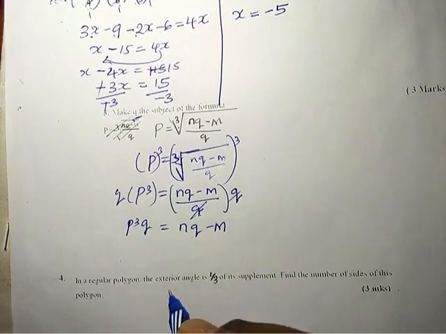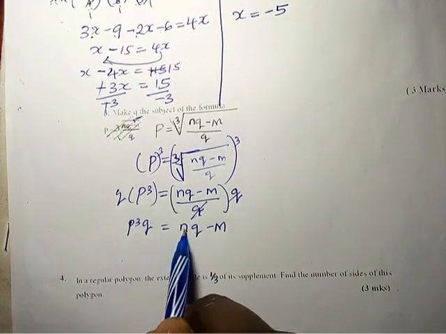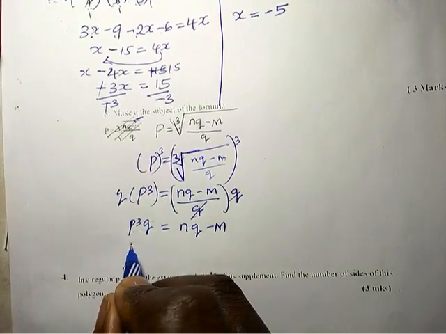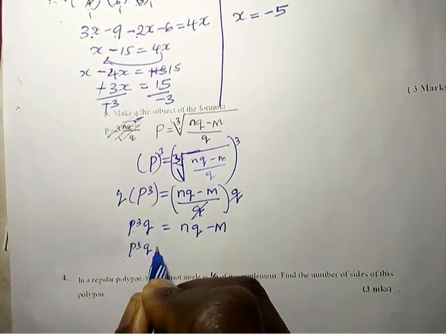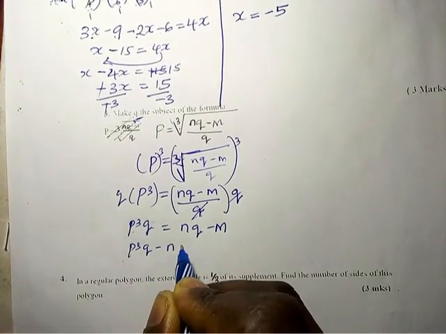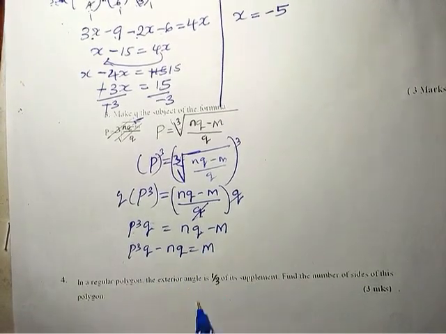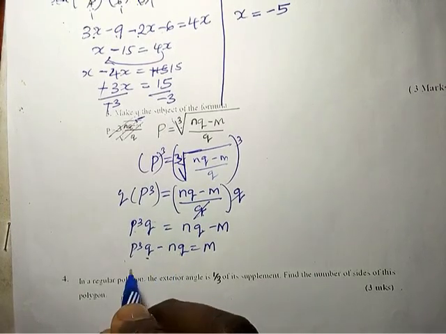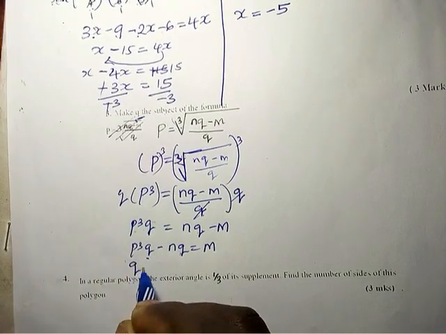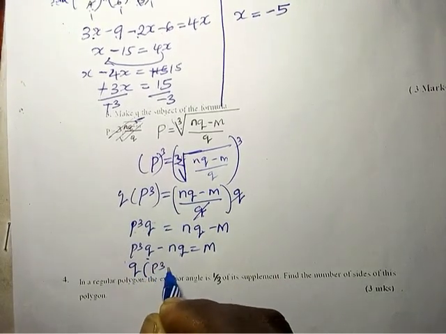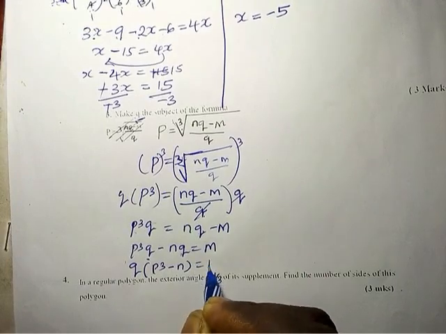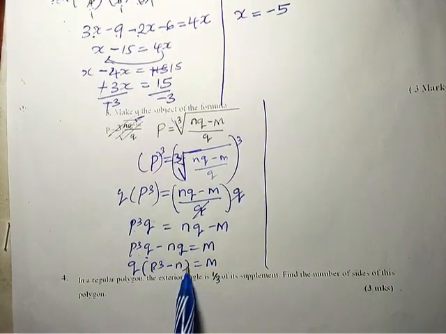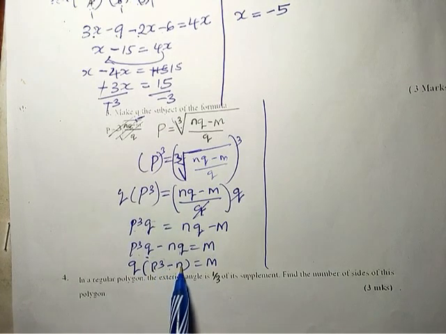The next thing now, we put like terms together. Here, q and nq are like terms, so we will bring this one here. So we will have p cube q minus nq is equal to m. The q here is common. We take q outside, q into p cube minus n equal to m. So we now divide both sides by p cube minus n.